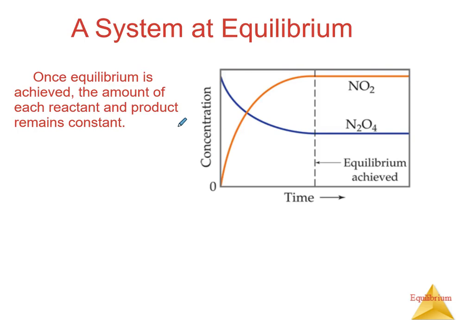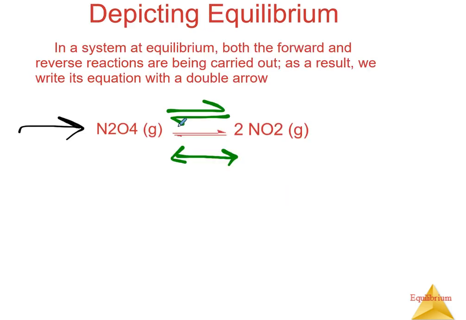All right, so once equilibrium is achieved, the amount of each reactant and product remains constant. It doesn't mean they're equal to each other. It just means that they are constant. They are not changing. We okay with that? So in a system at equilibrium, both the forward and reverse reactions are being carried out. As a result, we write its equation with a double arrow. That's like the only difference that we've done all year. The arrow would point both directions.